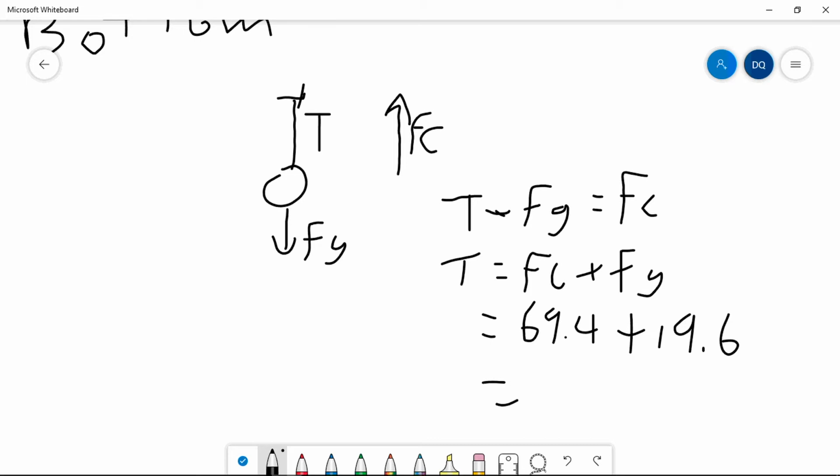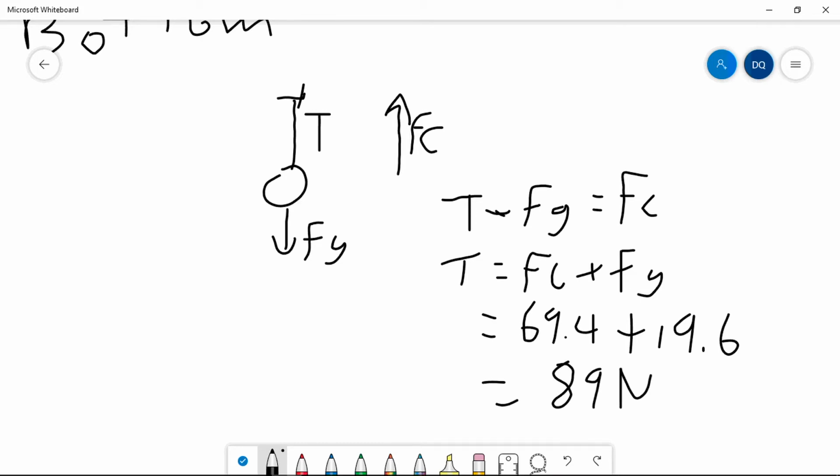I apologize for the wait. It's getting dark here now, and my solar-powered calculator's taking time to warm up. Here we go. It's 69.4 plus 19.6. It is 89 newtons.